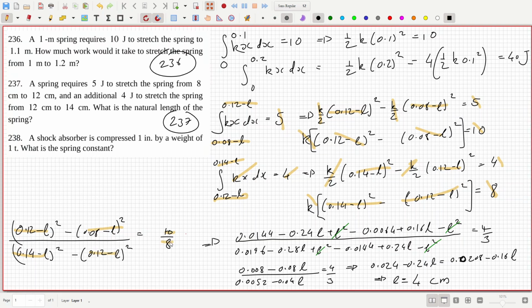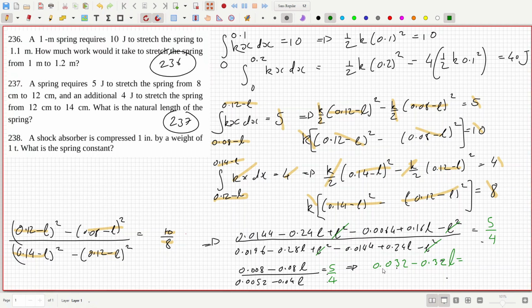10 over 8, of course, is 5 over 4. Why on earth did I say 4 over 3, when of course it should be 5 over 4. What a silly mistake. 5 over 4, all right. So if I multiply by 4 at 0.032 minus 0.32 L equals, and then multiply by 5.